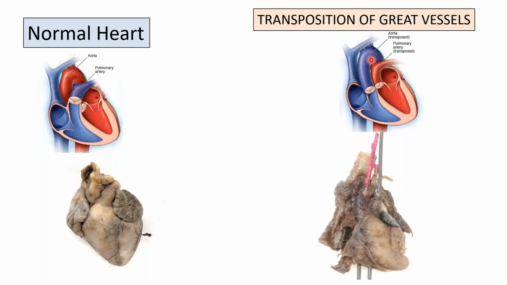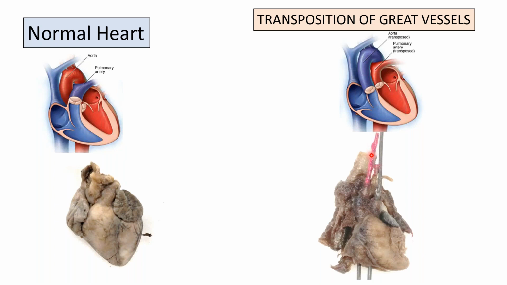So what is happening in this transposition of great vessels? There is exchange of position. The aorta is arising from the right ventricle and the pulmonary trunk is arising from the left ventricle. So the spiral course of the septum is not there.